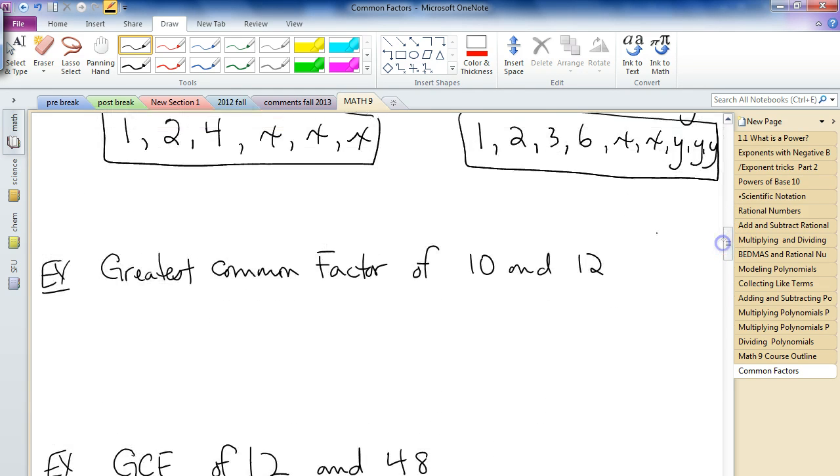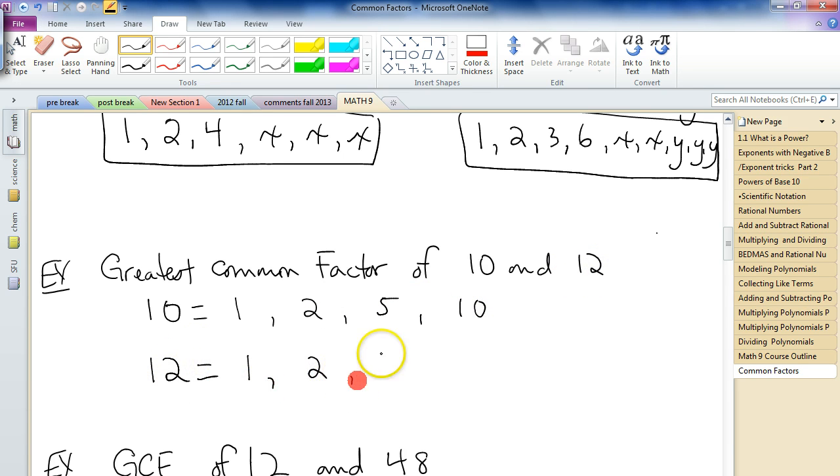What about GCF, greatest common factor? Now, in a previous video in Math 8, I showed you one way to do this with a factor tree. I'm going to show you just by writing out the common factors how to do this. So if you have the number 10, you write out the factors of 10, which are 1, 2, 5, and 10. Write out the factors of 12 underneath. So 12's factors are 1, 2, 3, 4, 6, and 12.